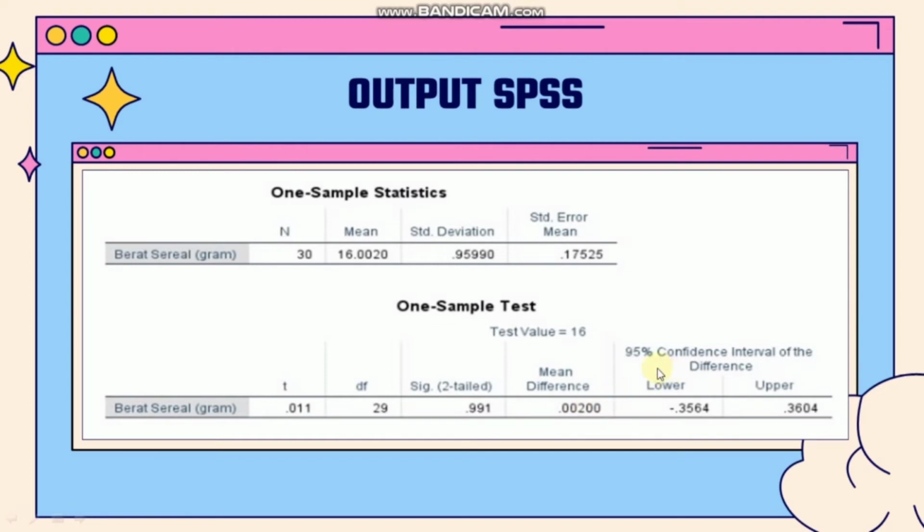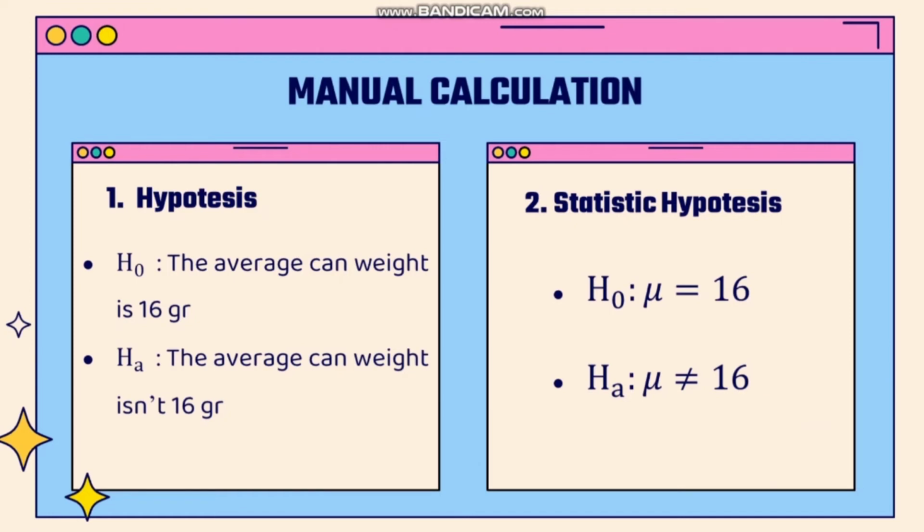0.002, and for the 95% confidence interval of the difference, we get the lower value is minus 0.3564, and the upper value is 0.3604. Next, for manual calculation, we have two hypotheses.